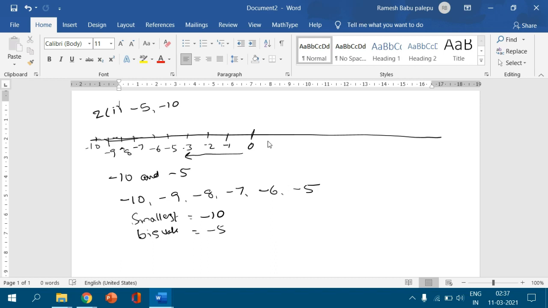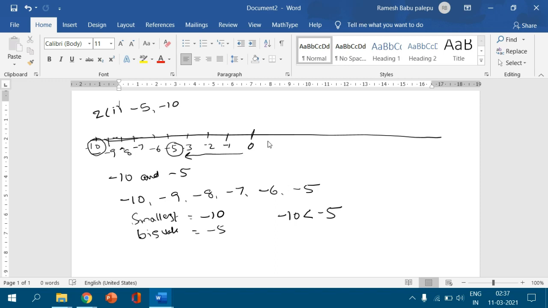-5 is closer to 0, right? Its value is greater than -10. The value of -5 is greater than -10. That means -10 is less than -5, right? Okay friends, you can understand.